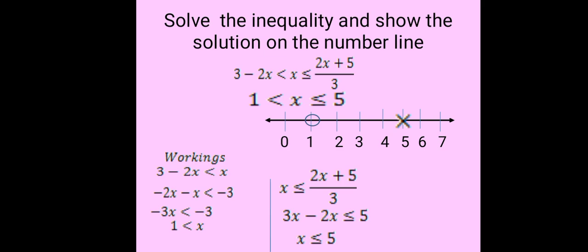Now on the number line we mark 1. So x is not strictly less than 1. It can go even lower, because saying it's less than 1, it means it can even go to 0. Now the other part we strictly mark 5, because x cannot exceed 5. It's less or equal to 5. So you can see how I mark the number line.